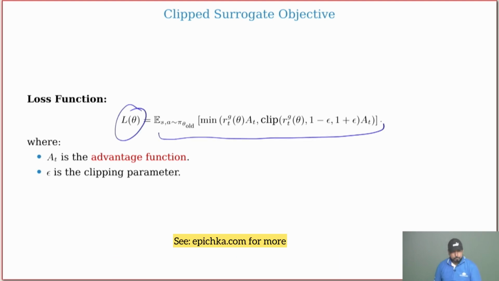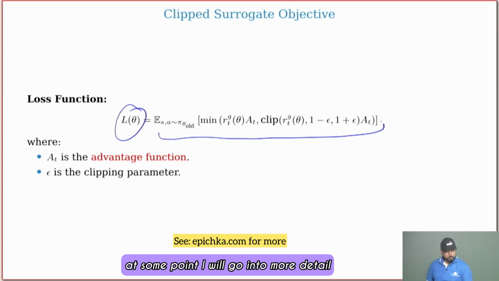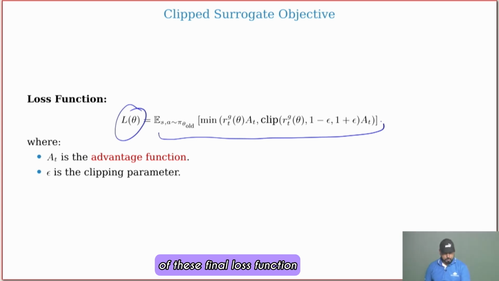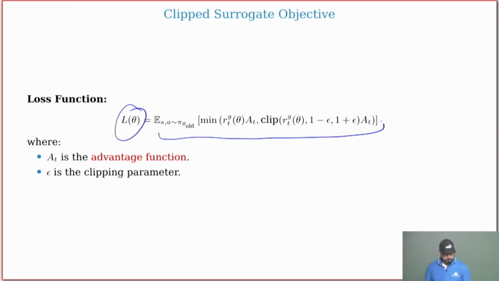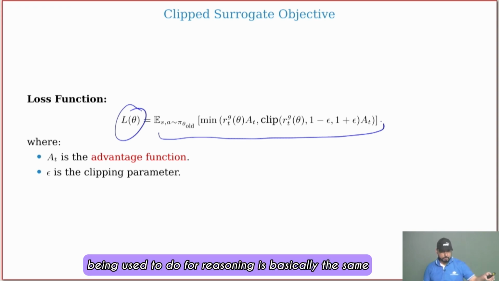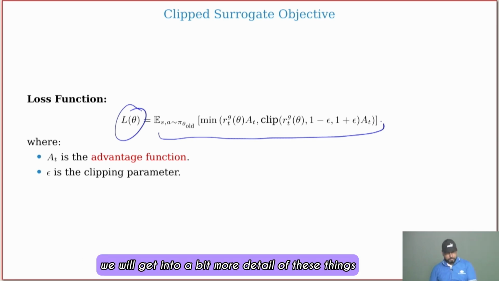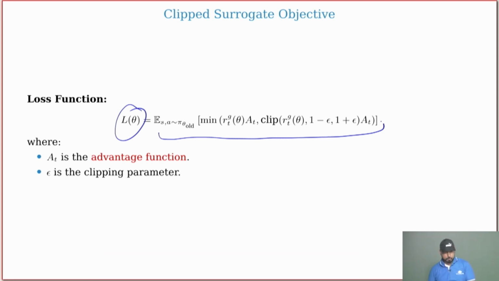At some point I will go into more detail on this final loss function and the full DeepSeek, because it fits very well in our framework, since RL being used for reasoning is basically the same. We will get into a bit more detail of these things in practice, like how GRPO really works. Okay, so let us stop here and we'll continue.